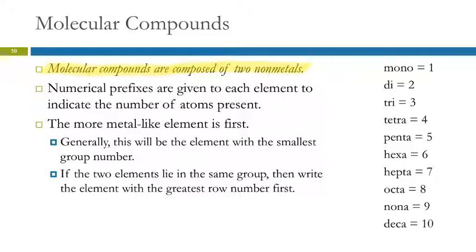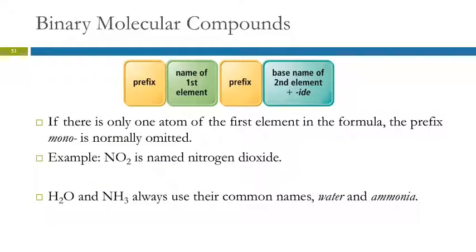Okay, so those are the prefixes. And here's the general form. So the prefix comes before the element name. And like the cations, the name of the first element is just its element name. You don't change anything. There's a prefix in front to tell us how many. There's a little space, and then a prefix to tell us how many of the second element. The second element is acting like an anion, and so changes the ending of its name.